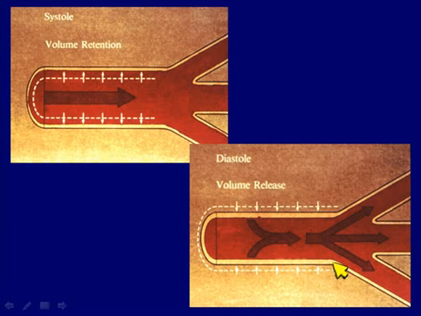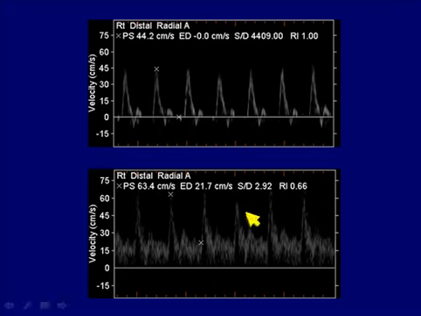Now, some patients have normal age-related changes where they've lost some compliance and lost some elasticity, so we may not see this third component, and we may just see two components to the waveform, but that's perfectly okay. So here we have a normal high resistance distal radial artery, but down here we have a little bit different pattern.